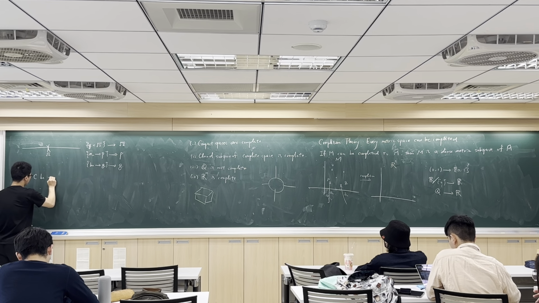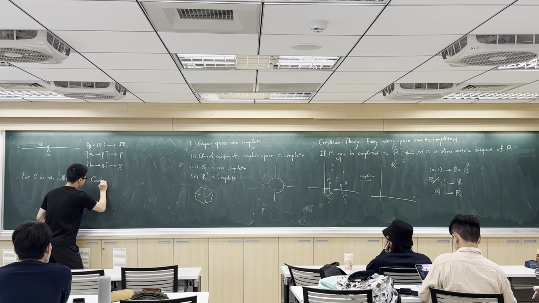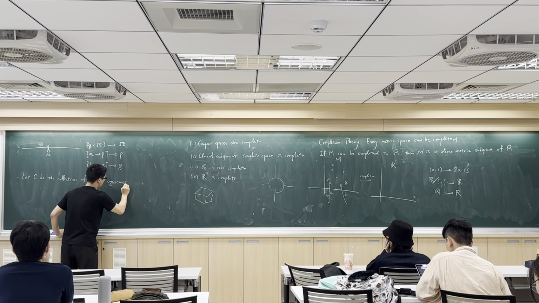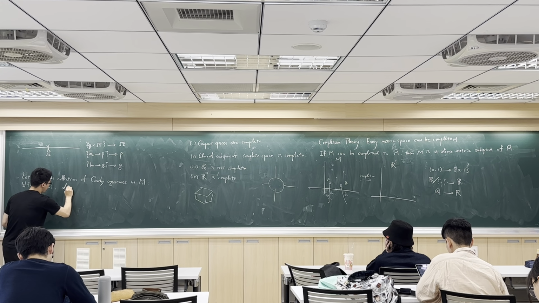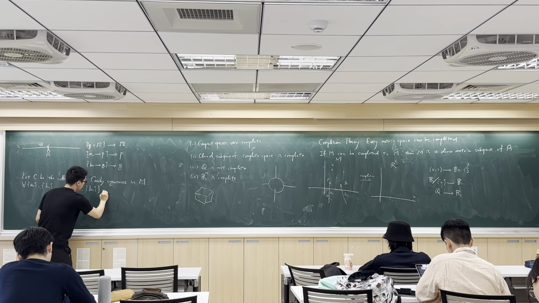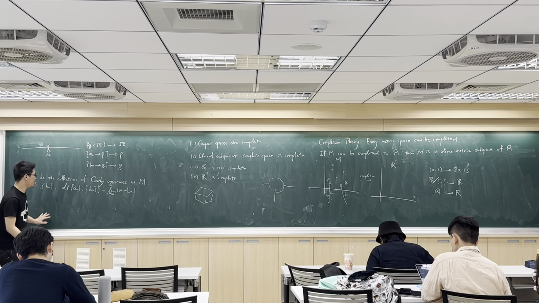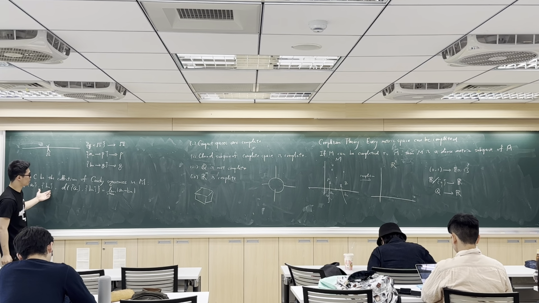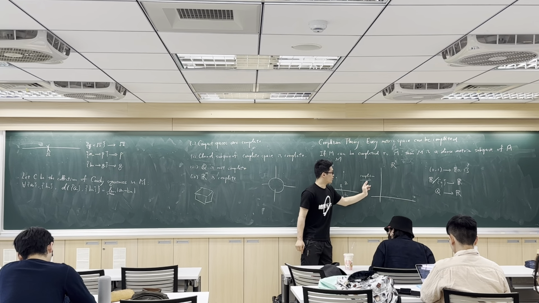So let's see, in the collection of Cauchy sequences in M, for any Cauchy sequences An and Bn, we define the distance of 2 Cauchy sequences to be the limit distance of the 2 sequences. So this will almost be the metric in our new space.